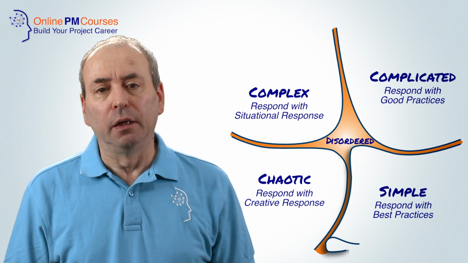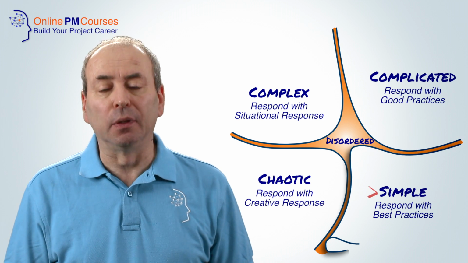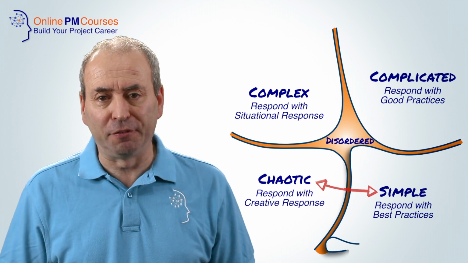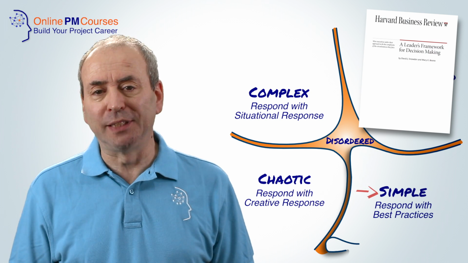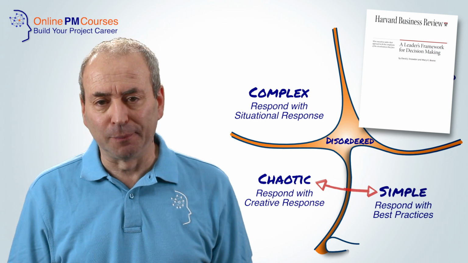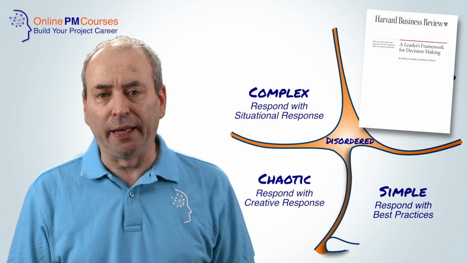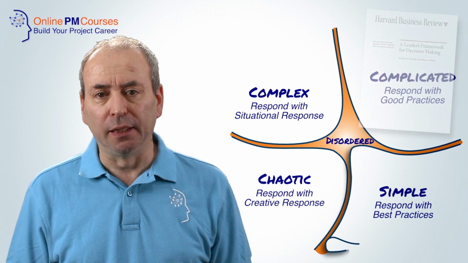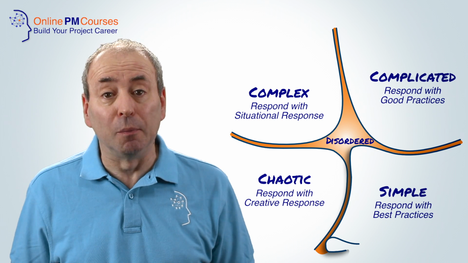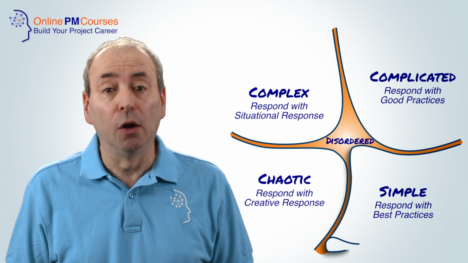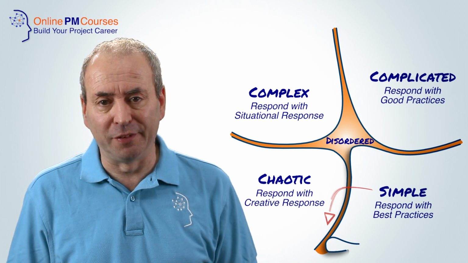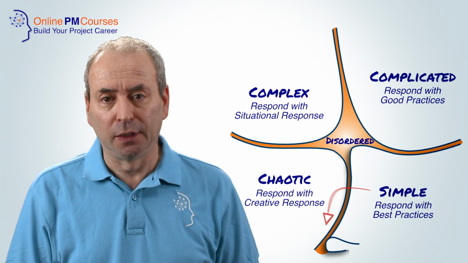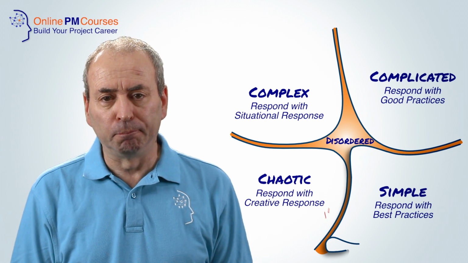However, the boundary between simple and chaotic problems is very different. In his Harvard Business Review article, this was represented as a cliff edge. And the key thing here is complacency. It's very easy to become complacent about the simplicity or apparent simplicity of a system and then fall over the cliff edge into chaos without even realizing it.